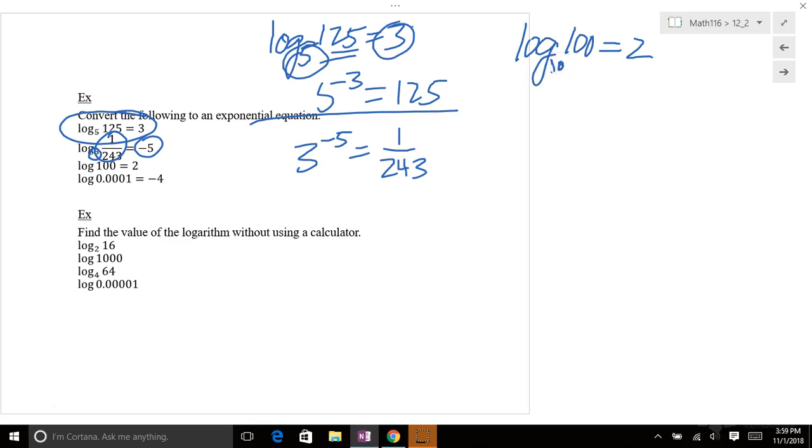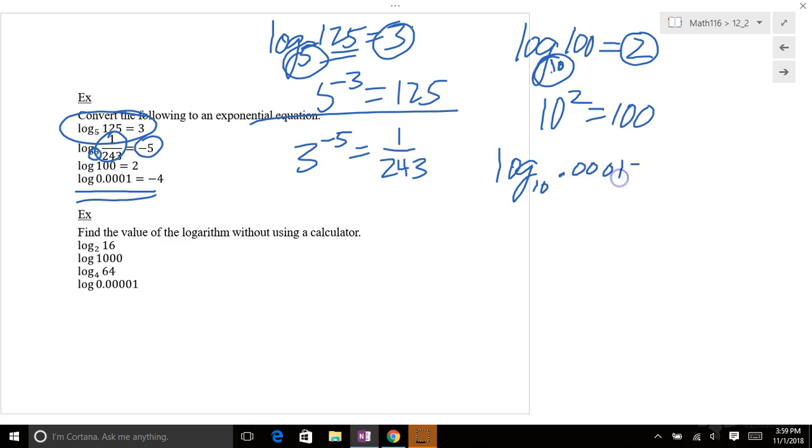And then do the exponential form. So you go 10 to the 2 equals 100. Of course, 10 squared is 100. That's the exponential form of that one. And then the final one right there, again, notice they did not put in the base, so write in a 10. And then do it: 10 to the negative 4 equals 0.0001.